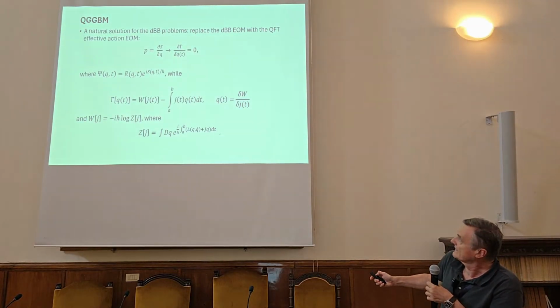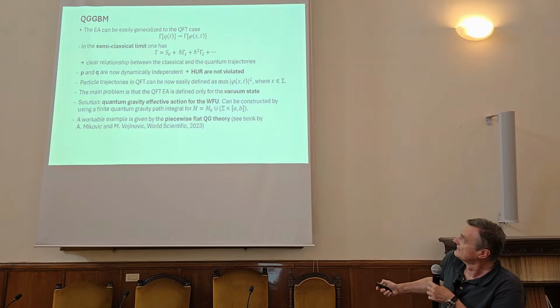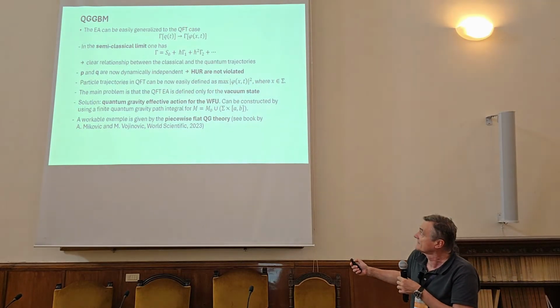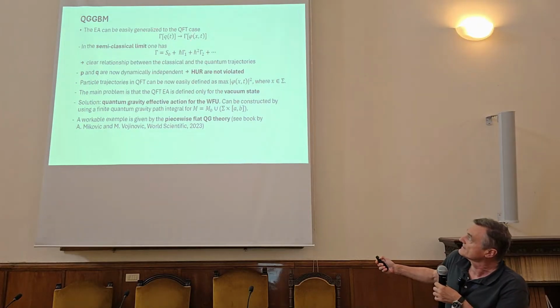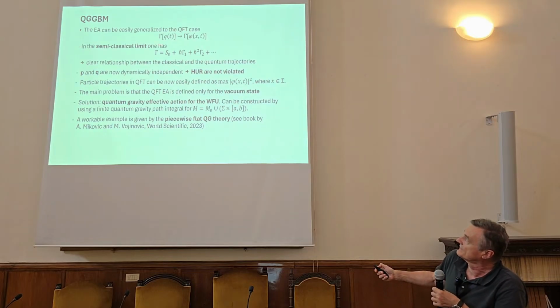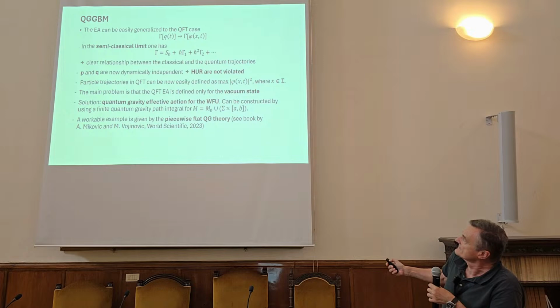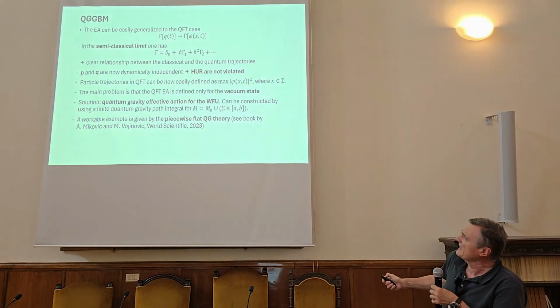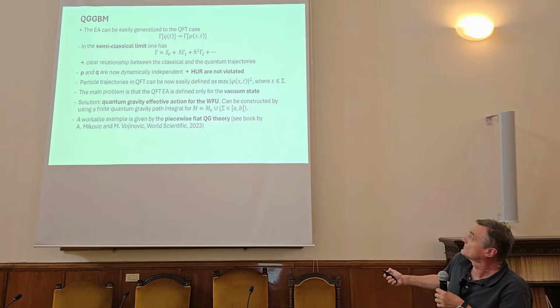In this way, one can easily generalize to the quantum field theory case simply by using the standard quantum field theory action. It has this property of semi-classicality. You can always get the solution, which is the classical plus the quantum corrections. And then you can show that P and Q are now dynamically independent, so Heisenberg relations are not violated. Particle trajectories can be easily defined as the maximum of the psi square. The only problem is that the quantum field theory effective action is only defined for the vacuum state.